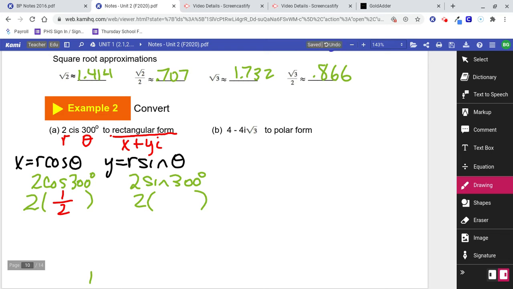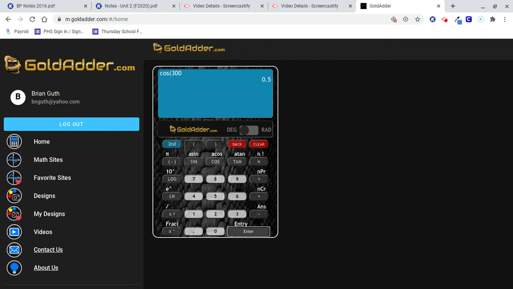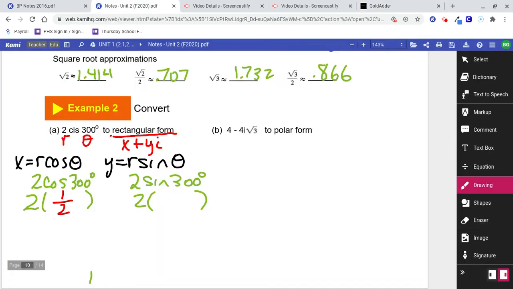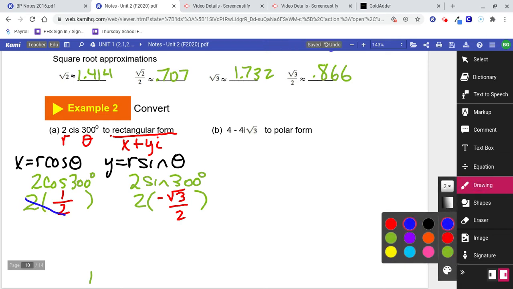Okay. Sine 300 is that messy looking decimal. You're going to get messy looking decimals. But that one looks familiar. 0.866. Is that on your list? What's 0.866? Okay, good. Square root of 3 over 2, right? So it was negative, so we're going to have negative square root of 3 over 2. Twos cancel, I'm left with 1. Twos cancel, I'm left with negative square root of 3.